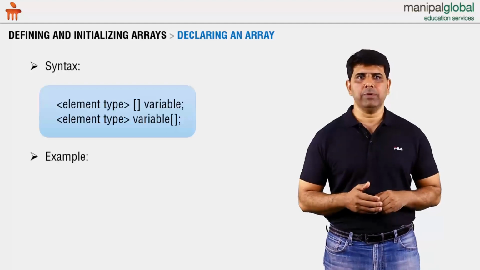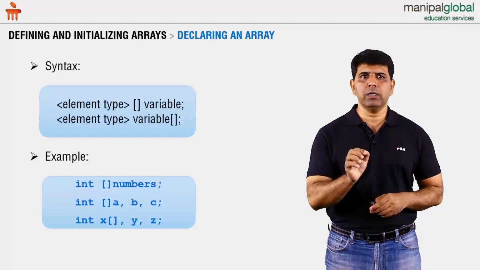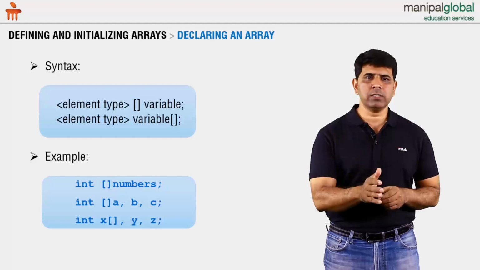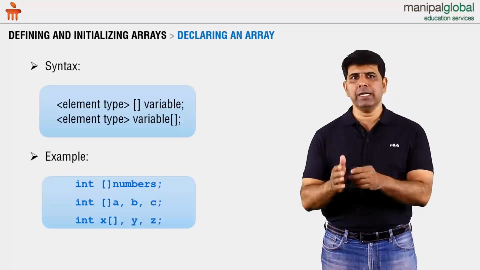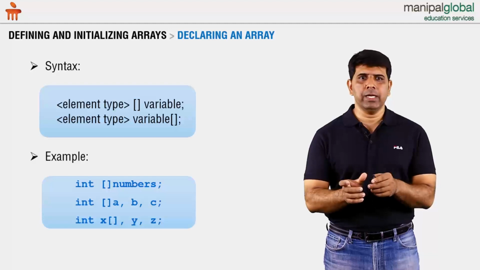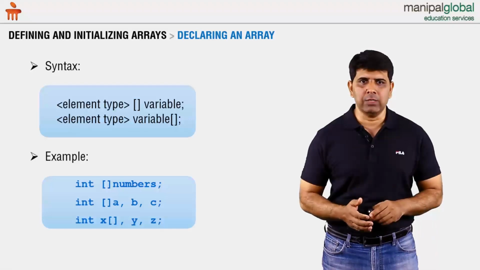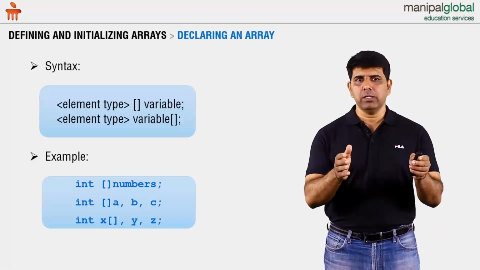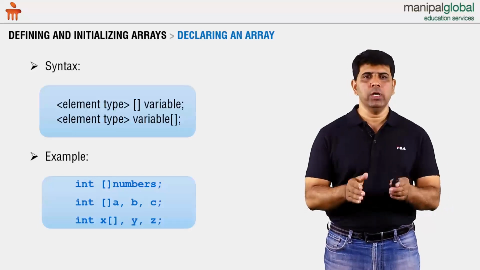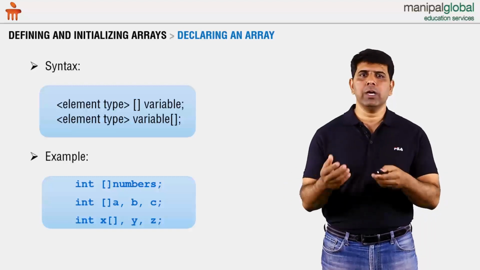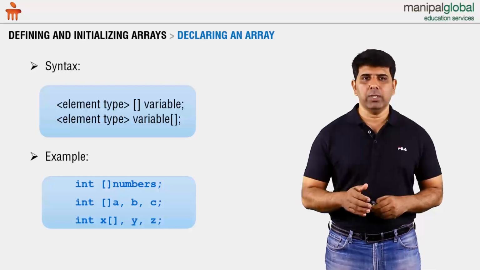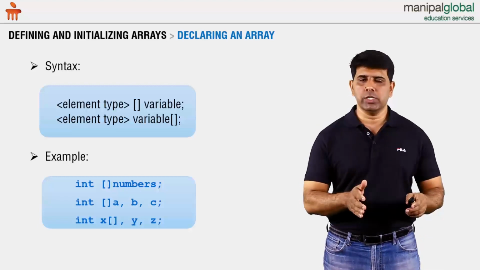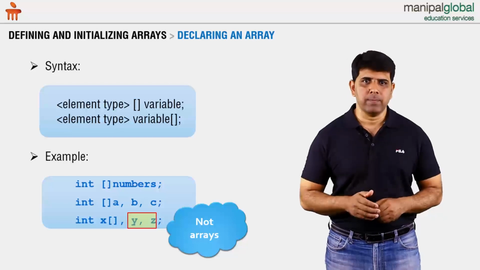Let's see some examples of declaring. Here we have 3 declarations. The first one is the simplest. You say int, a pair of square brackets, and numbers. So, numbers is an array to hold a bunch of int values. The second one says int, a square bracket, that represents an array declaration. A, B, C, all 3 of them are arrays. However, in the last one, x with a pair of square brackets is an array declaration. Y and Z are not arrays.